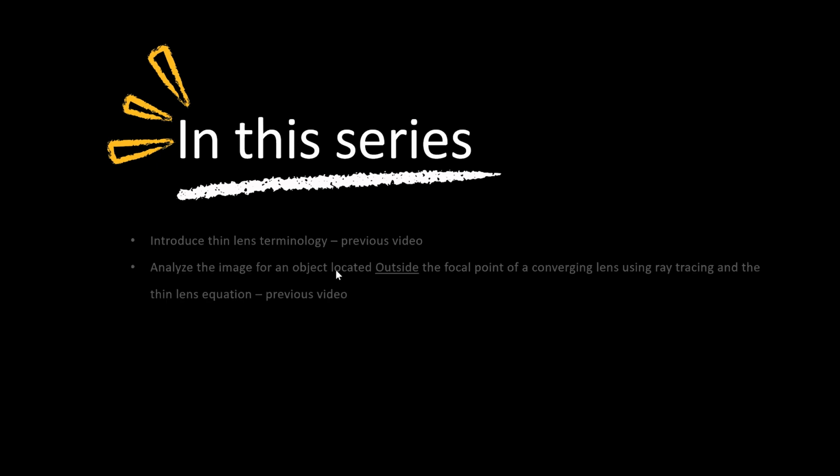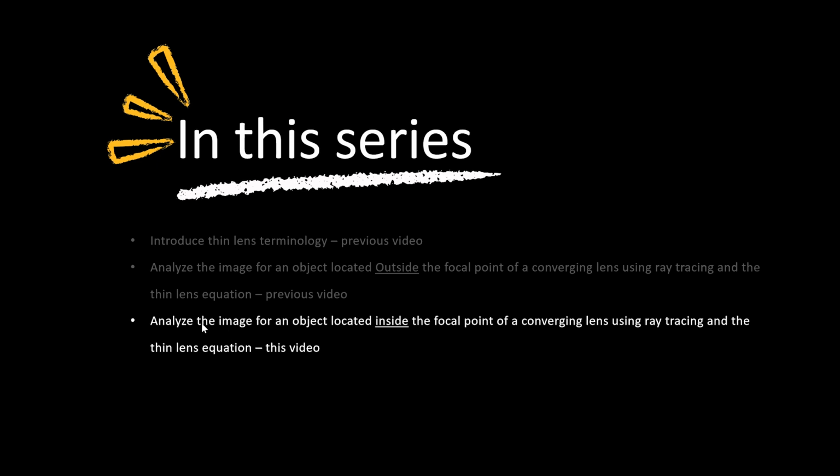So today, well, previously, we talked about thin lens terminology, and we also analyzed the image of an object outside the focal point. So please check those out if you need a refresher. Today, we're going to do the same, but with the object being inside the focal point, okay? And a very good application for this is a magnifying lens, a magnifying glass. If you have a magnifying glass, you can practice and see this.